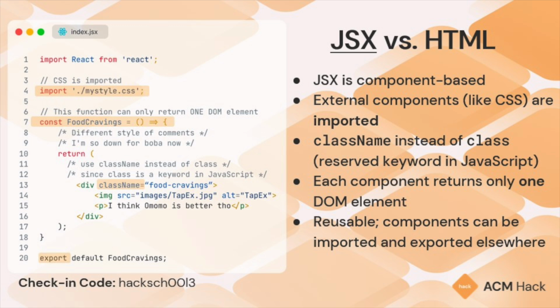Since JSX is component-based, external components like CSS can be imported. So as you can see here. And then instead of using class inside the div, we would use className, since class is a reserved keyword in JavaScript. And then each component returns only one DOM element, as you can see here. And then, like I mentioned before, JSX is reusable. So components can be imported and exported elsewhere. As you can see here, after you create the component, you can export it here. And then if you want to use it in a different file, you would import it at the top.